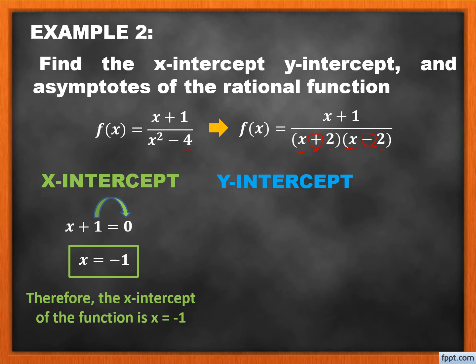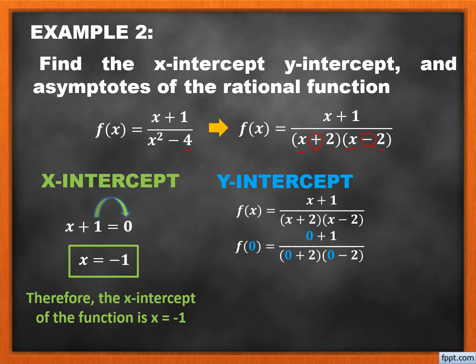How about the y-intercept? So, using the same process that we had in example number 1, using the equation, pwede nyo gamitin yung original equation or yung factored form. Kung hindi kayo sure sa factored form nyo, pwede naman gamitin yung original equation na x plus 1 over x squared minus 4. Anyway, we're going to get the same answer. So, in my example, ang ginamit ko is yung factored form, which is x plus 1 over x plus 2 over x minus 2. So again, to solve for the y-intercept, papalitan lahat ng x by 0.